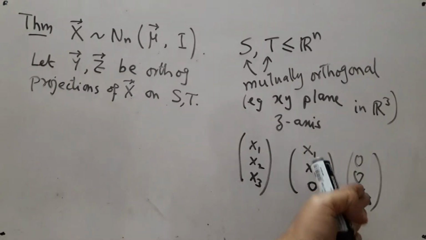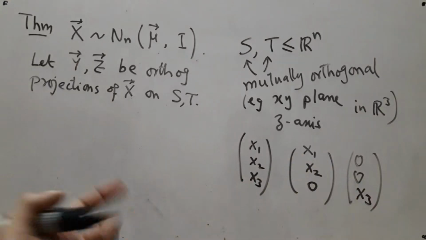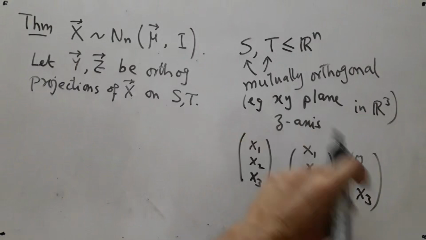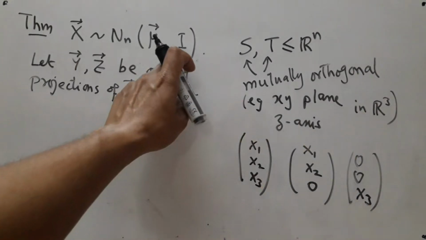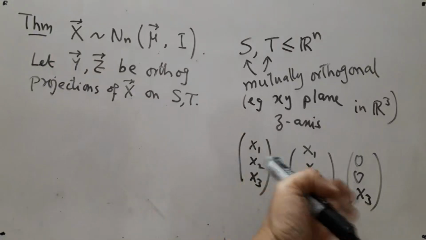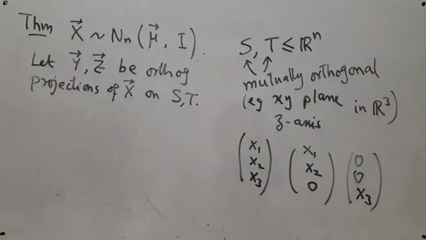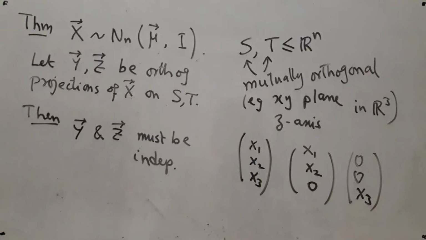In this case, I can easily see that these are independent because I have chosen them so very nicely that x1, x2 is in one place, x3 is in another place, and because the variance matrix is I, they are all independent, so clearly they are independent. But had I chosen these planes in a slightly oblique way, all of them will involve x1, x2, x3, but even then, y and z must be independent. And the proof is quite straightforward.